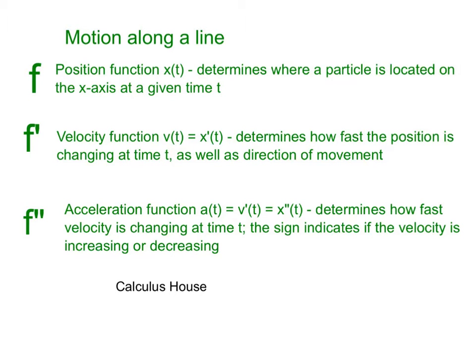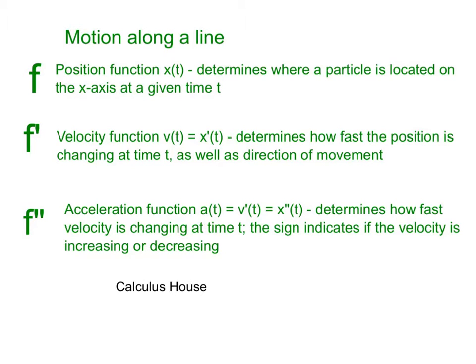So once again, motion along a line talks about moving an object, a particle. We're calling it a particle, but it could be any object that we're moving. And so there are three basic concepts that we are using in terms of particle motion. We have a position function, usually x of t or s of t. And this determines where the particle is located on the x-axis. So what we're doing is we're moving the particle along the x-axis because it's convenient. Any particle motion, if it's just going to move right or left, could be on any axis, but moving it along the x-axis makes this easier.